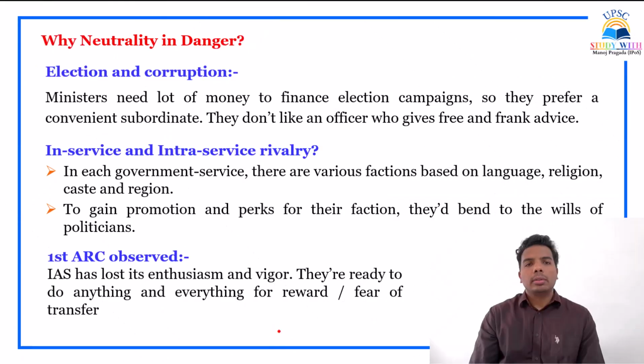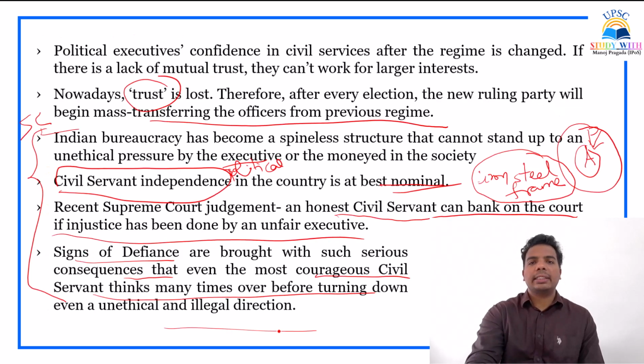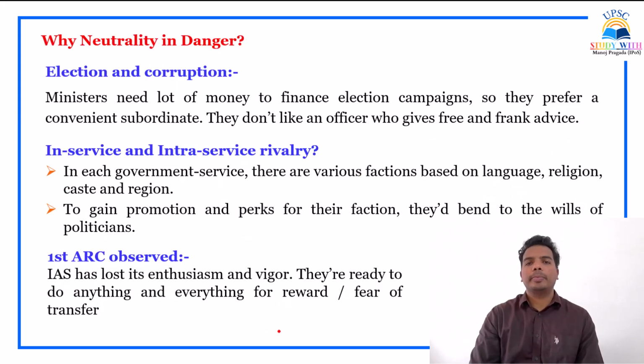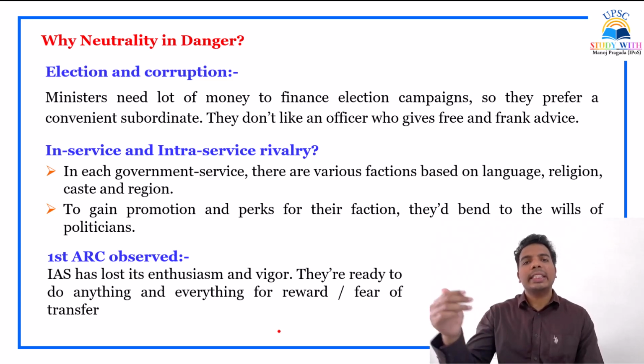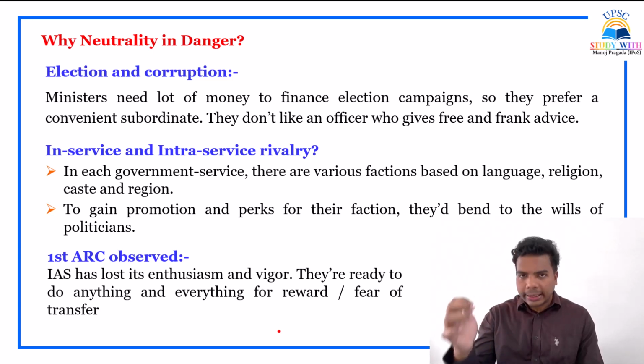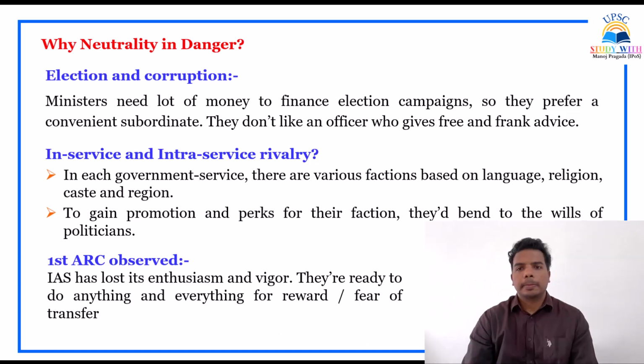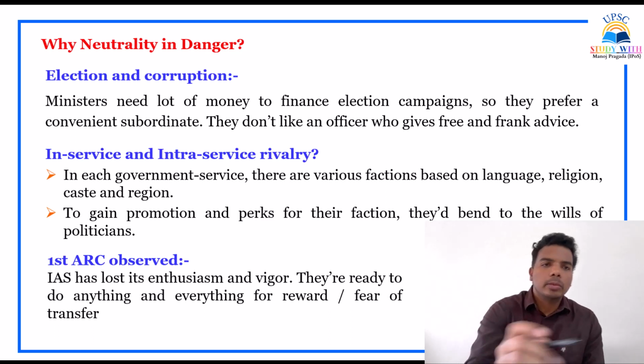So what we are saying is that today that neutrality is in danger. We have seen in the previous slides why it is in danger. One factor is election and corruption. I have already told you that ministers or any political executive need a lot of money to finance their campaigns. So who is funding their campaigns? Corporates are funding their campaigns, and when these people come to power, they help the corporates by giving them certain favors. So for giving certain favors to certain people, they don't like any officer who gives free and frank advice. That is one thing.